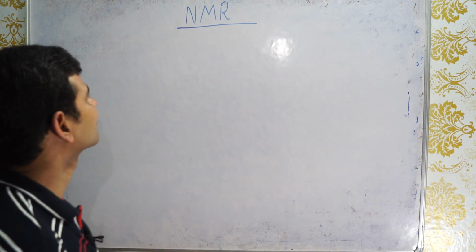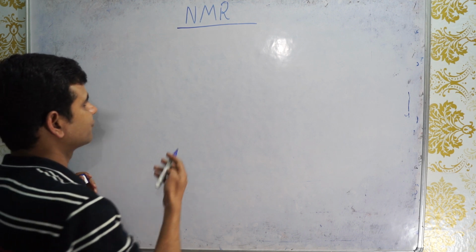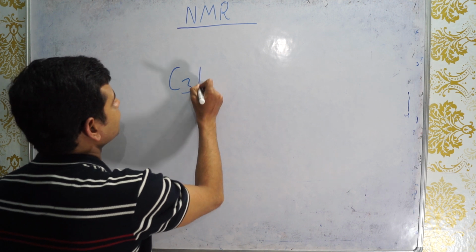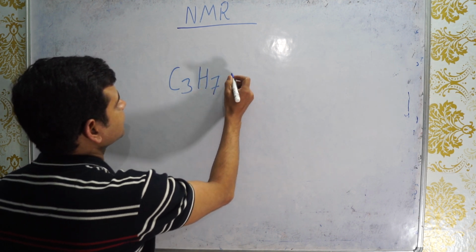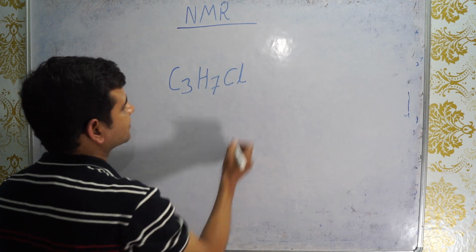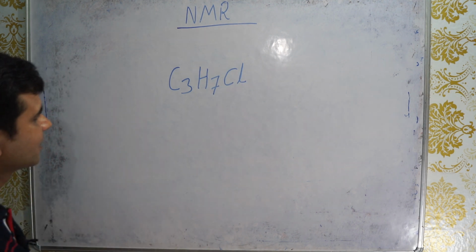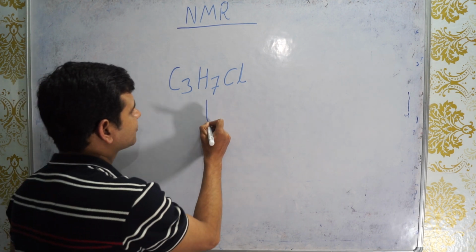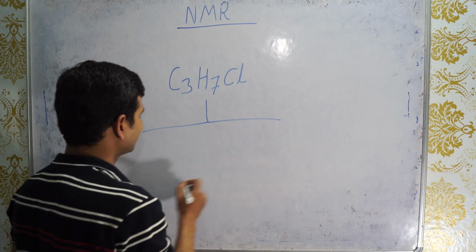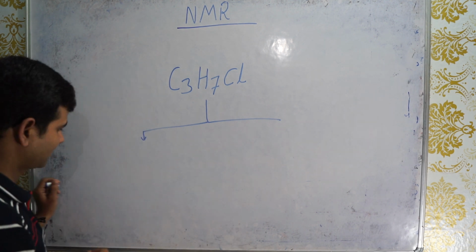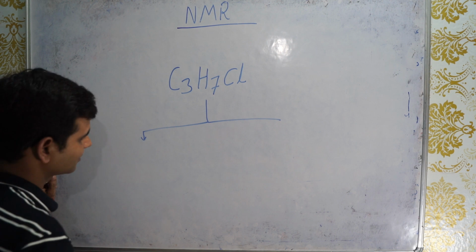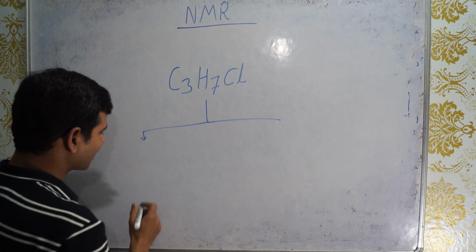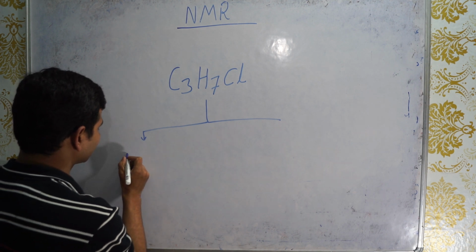Suppose we have chloropropane, C3H7Cl. This is chloropropane, and there may be two possible structures of chloropropane: one chloropropane and two chloropropane, like this.